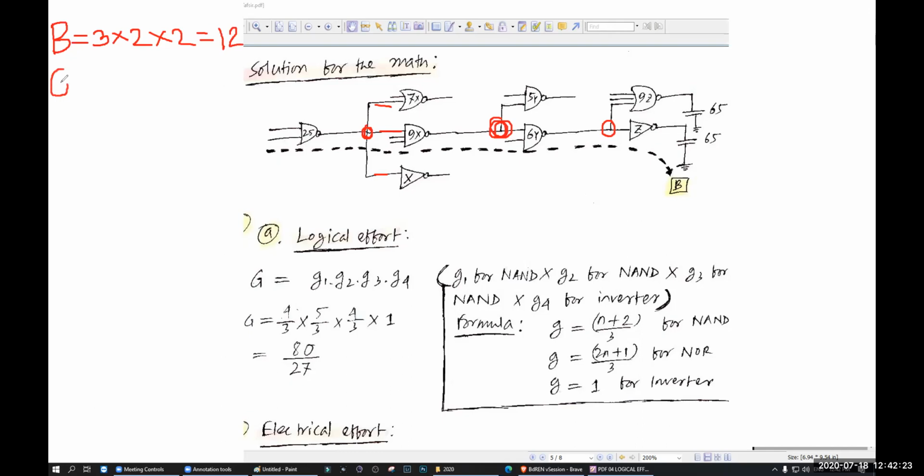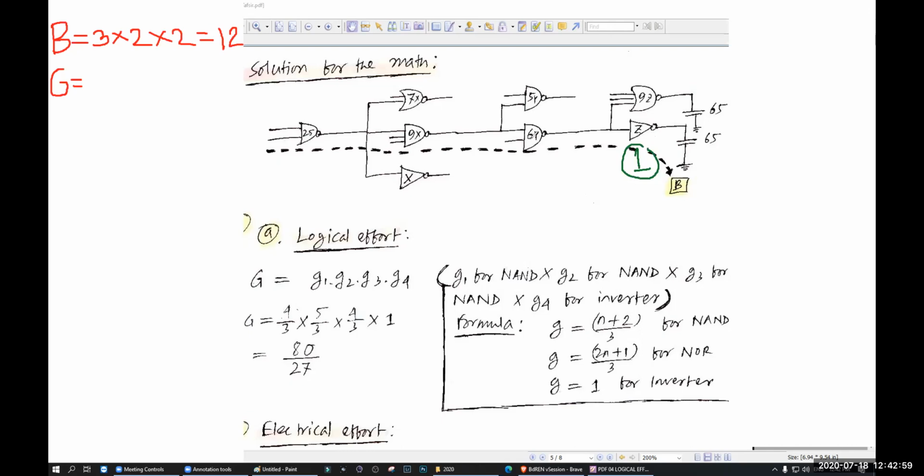Now G. G is equal to G1 plus G2 plus G3 plus G4, right? Not plus, into. So how can you do it? I have to find out the G for these, and these. Only for these, only the path registers. You do not have to find out G for these. You only have to find out the G for these, and these. So what will be the value of G for this one? It is 1. Right? Because it is a NOT gate.